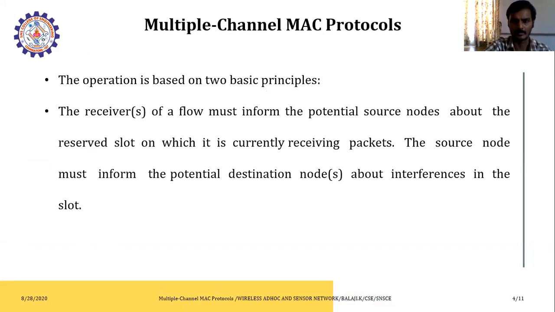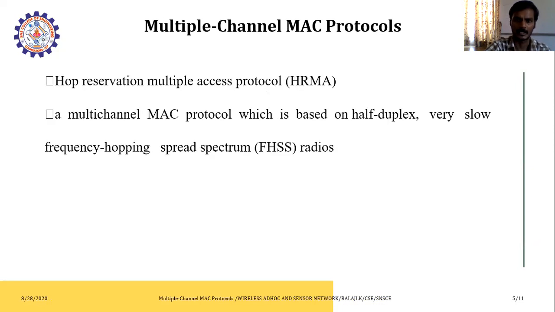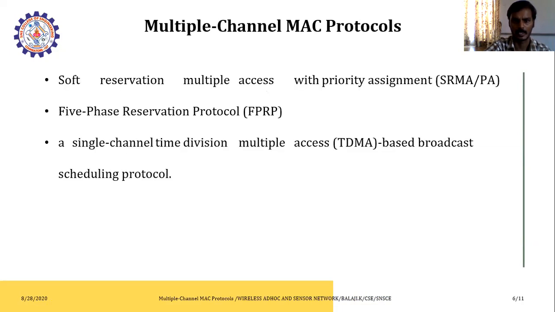Two major operations are involved, either sender-based or receiver-based. In the sender, you have to identify the potential destination, and the destination has to identify the potential source. These are the two things which should be considered before transmission. And if you are considering hop reservation, the number of hops used for the data transmission will be HRMA, where we can use multiple frequencies and a hop count.